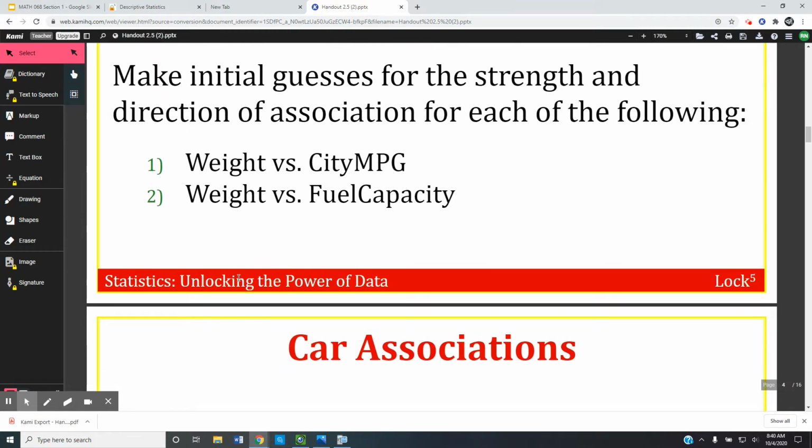I want us to make an initial guess or an initial statement about the strength and direction of association. So first of all, when we talk about the strength and direction of association, do we feel it will be a positive association? Do we feel as one increases, the other will increase, or do we feel as one increases, the other will decrease? And do we feel that there's a strong correlation there? Do you think they're pretty closely related, as if they should really determine one another, or probably not? So first one, the weight of a vehicle and its city miles per gallon.